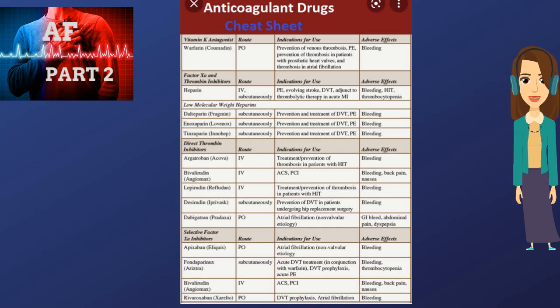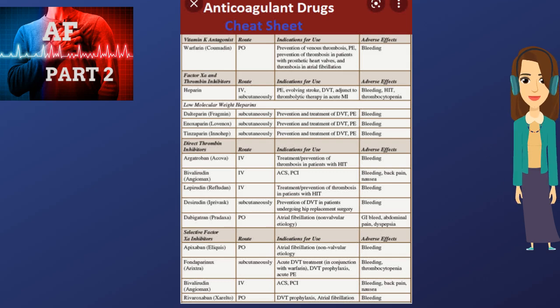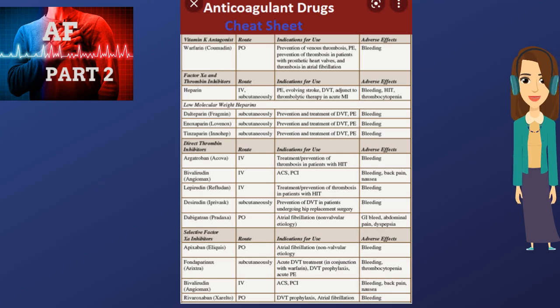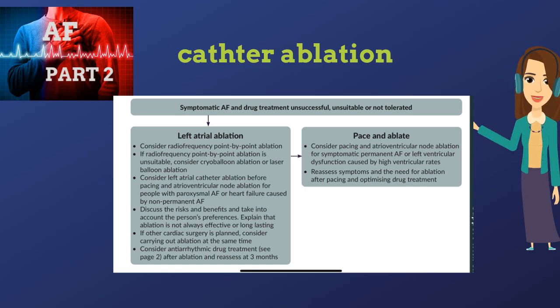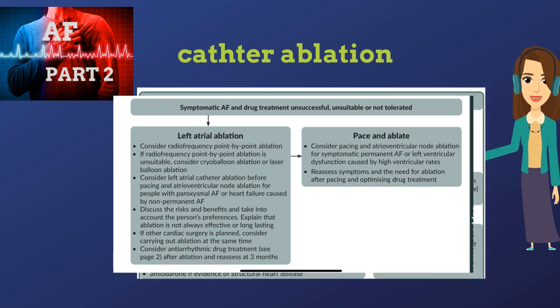Direct oral anticoagulant, like direct thrombin inhibitor, dabigatran or Pradaxa, or factor 10 inhibitor like apixaban or rivaroxaban. Its effect is initiated within a few hours, so no need for bridging with heparin. Catheter ablation, either cryoballoon ablation or laser balloon ablation. Also consider pacing and AV node ablation for symptomatic permanent AF or left ventricular dysfunction caused by high ventricular rate.